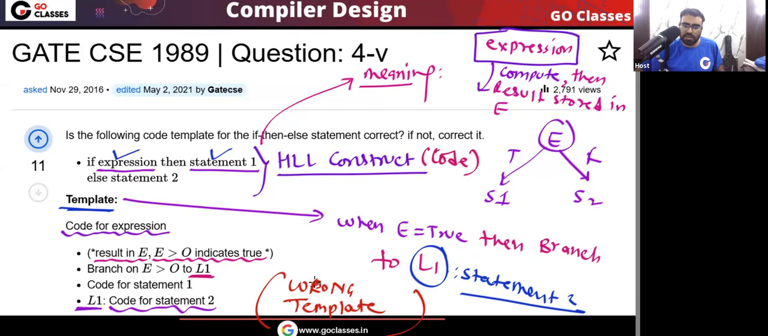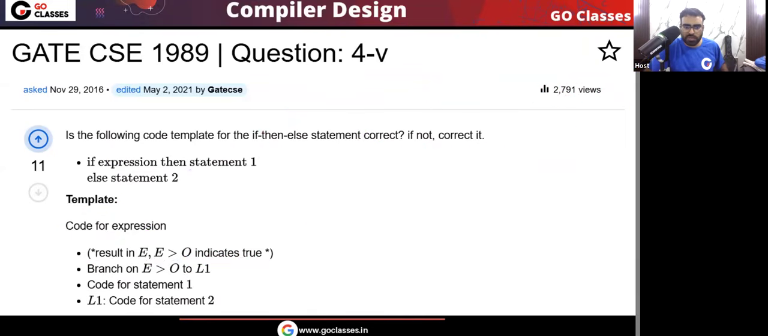Okay, is this clear? Now the question is asking, if it is wrong, then correct it. So find the correct template. Now let me tell you what will be the correct template. That is very easy. When E is true, then you execute statement 1. Otherwise, you execute statement 2. So here, remember the correct template.